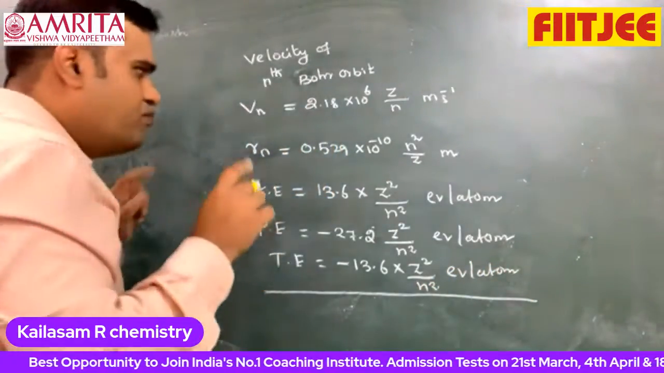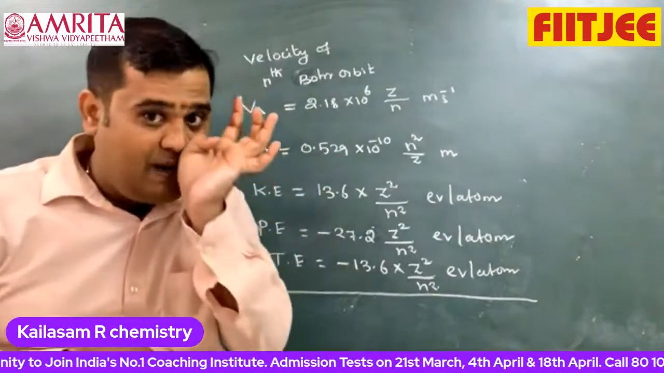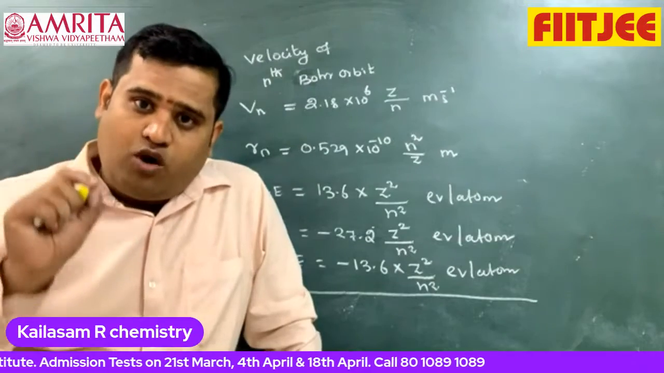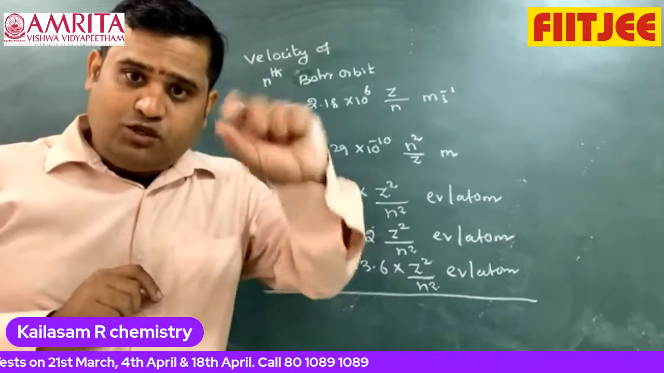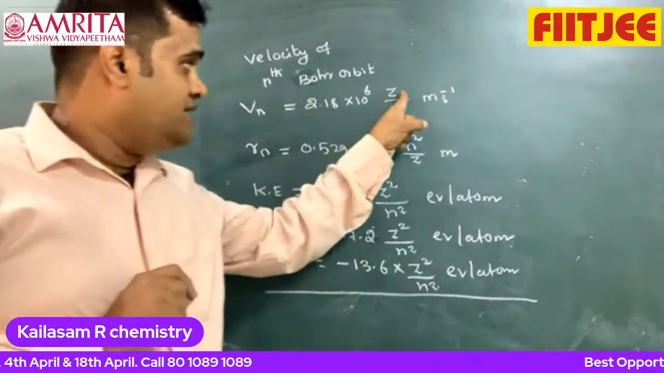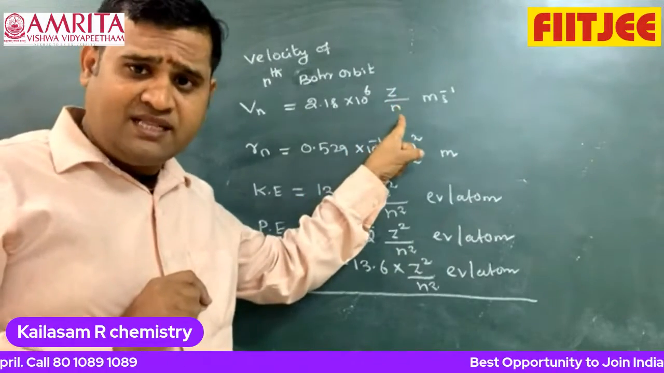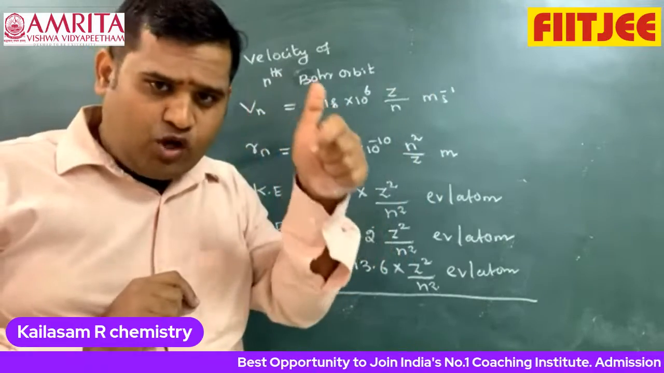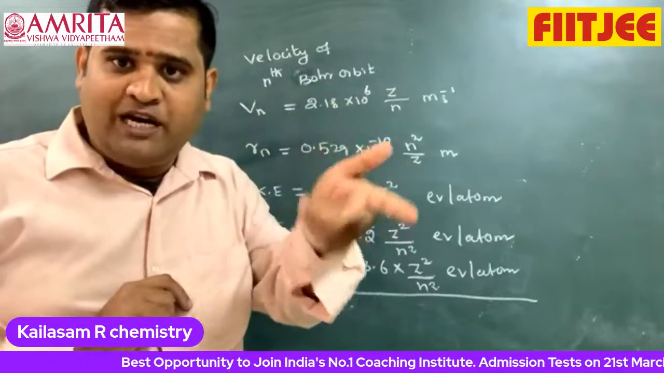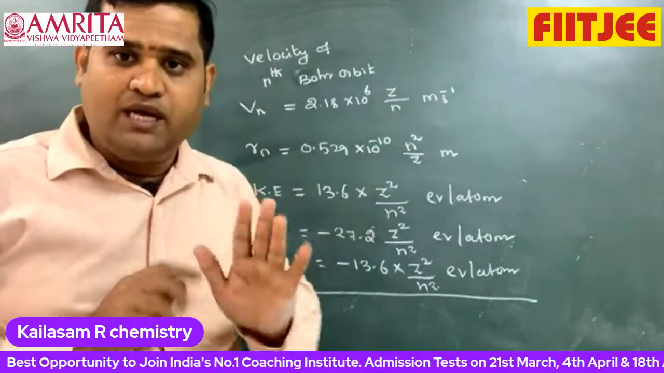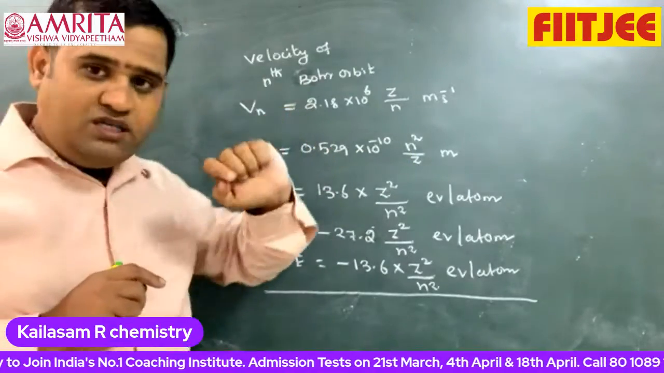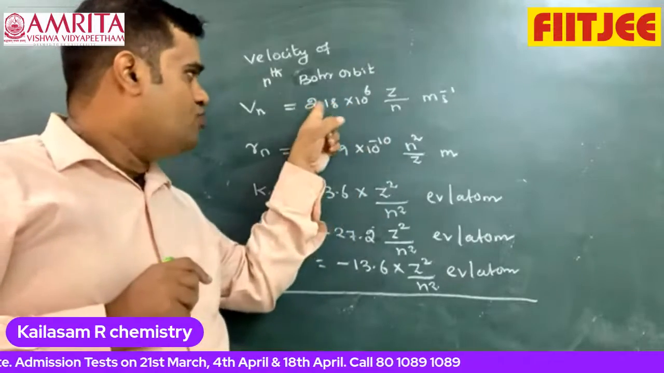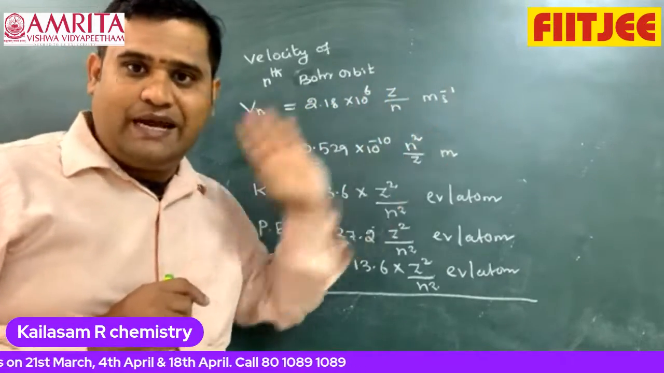This is what Bohr proves. For example, what is the velocity of the first Bohr orbit of hydrogen atom? What is Z here? Z is the atomic number. N is the Bohr orbit number: first Bohr orbit means n is equal to 1, second Bohr orbit n is equal to 2, third Bohr orbit n is equal to 3. By using this, the velocity of the first Bohr orbit of hydrogen atom I can write as 2.18 × 10^6 meter per second.